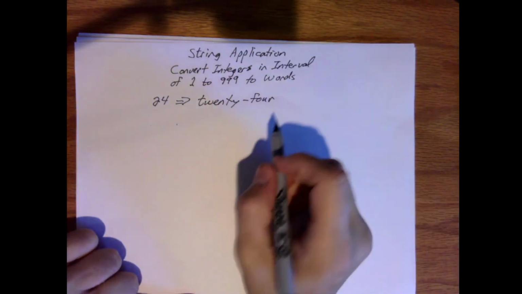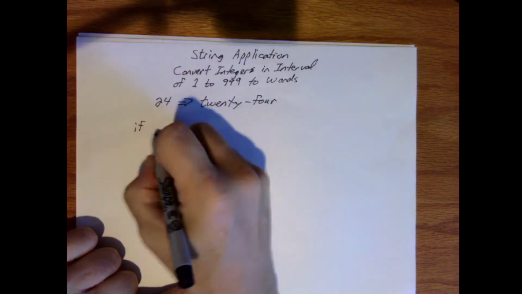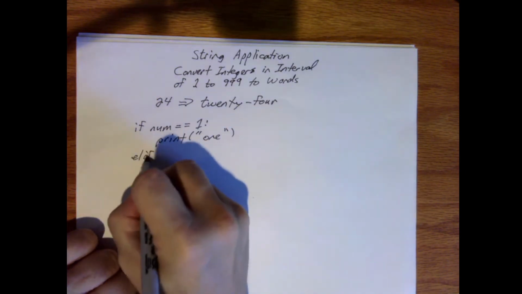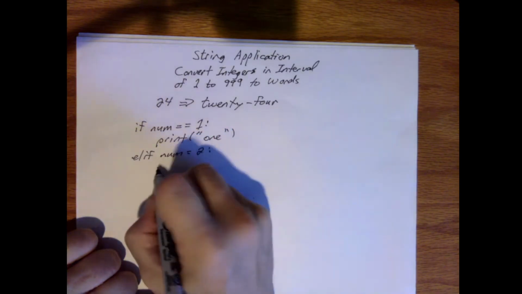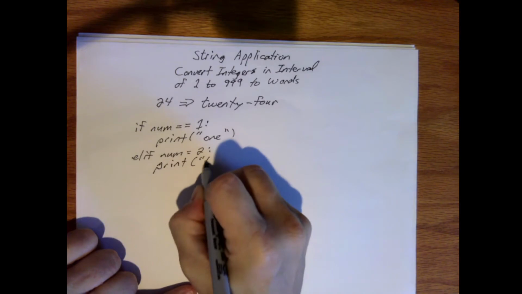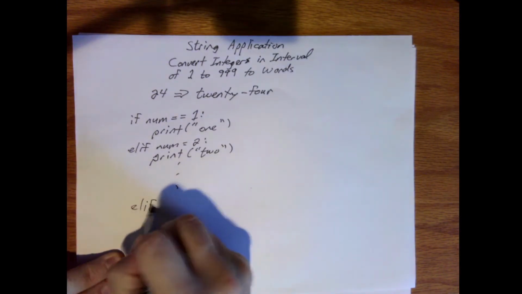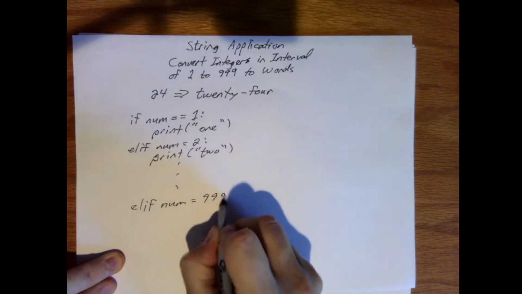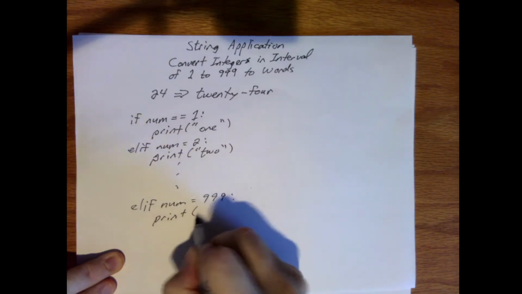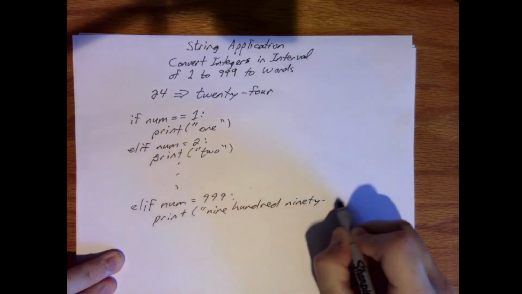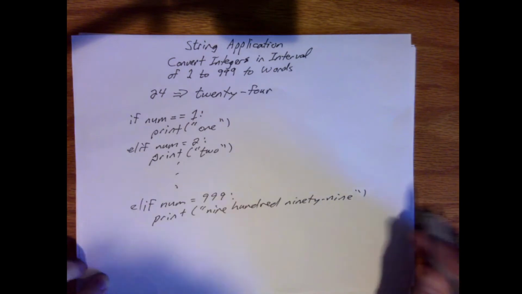Okay? So how do we do that? Well, conceptually, one easy way would be, if the user enters 1, I can do something like this: if num equals 1, print one, else if num equals 2, print two, and so forth, all the way down to else if num equals 999, print nine hundred ninety-nine. Right, we could do that.